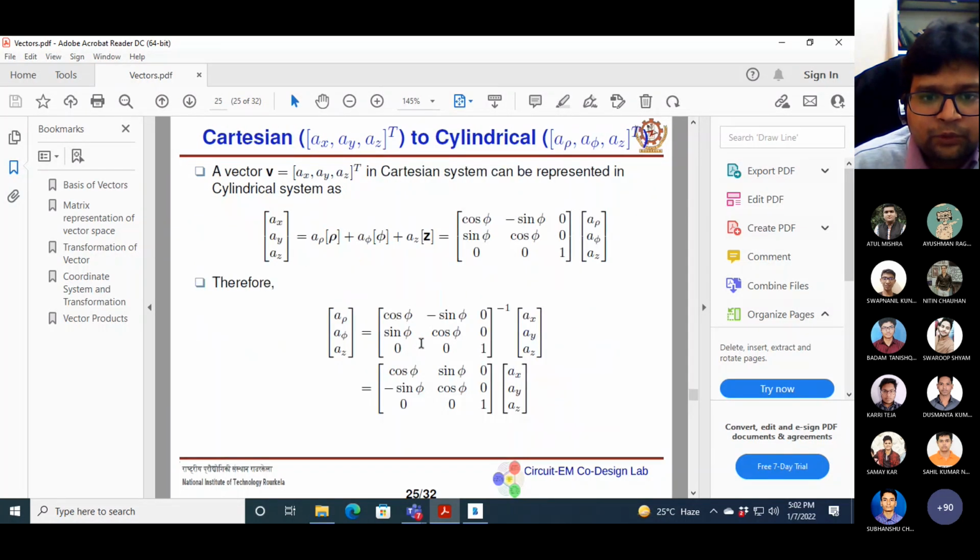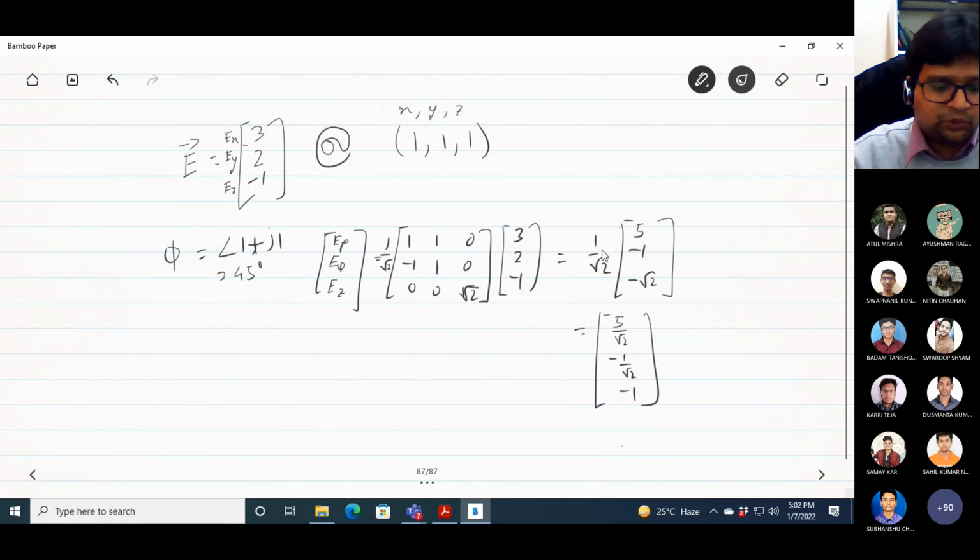Now another problem I did not discuss here. Let's say I have to do the inverse transform. So for the inverse transform, what will you do? Let's do the inverse transform, whether it's working or not. I want to get back my original E in the Cartesian coordinate, that is Ex, Ey, and Ez. So how will we do that?